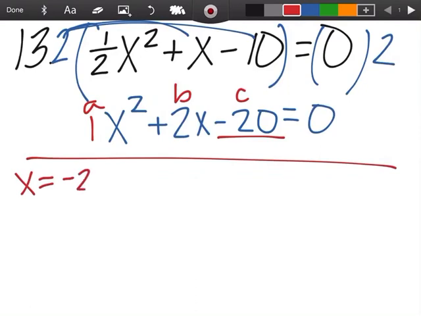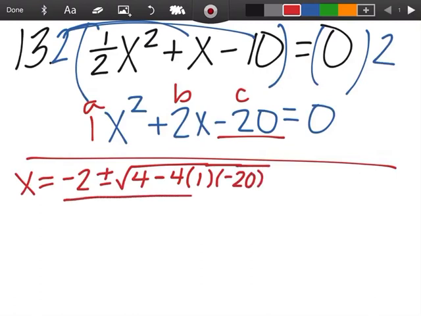X equals negative b, which is negative 2, plus or minus the square root of b squared, which is 4, minus 4, times a, which is 1, times c, which is negative 20. And then all of that is divided by 2 times a, which is 2 times 1, which is 2.